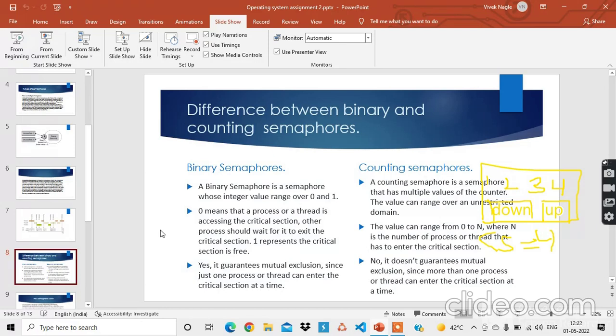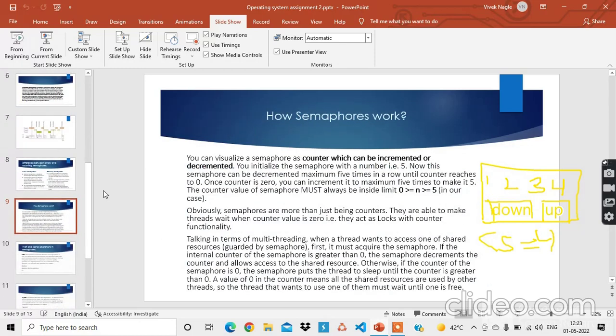In counting semaphores, it does not support mutual exclusion, since more than one process or thread can enter the critical section at a time.